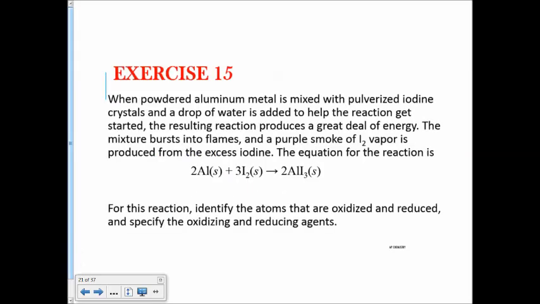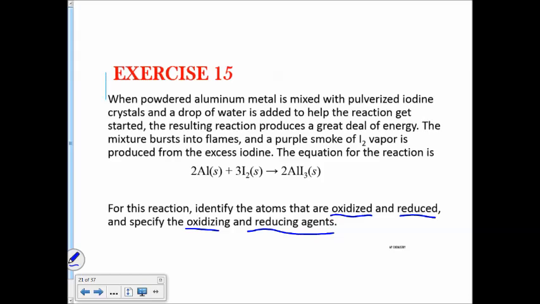When you're given this big old huge paragraph, yeah, okay, lots of reading. Powdered aluminum is pulverized in iodine crystals, drop of water added to help it go along, and you get this energy and the aluminum iodide out of it, right? For this, all of that mess, we have to find what's being oxidized, what's being reduced, then the oxidizing and the reducing agents. First thing I would do is assign my charges to everything in the reaction.